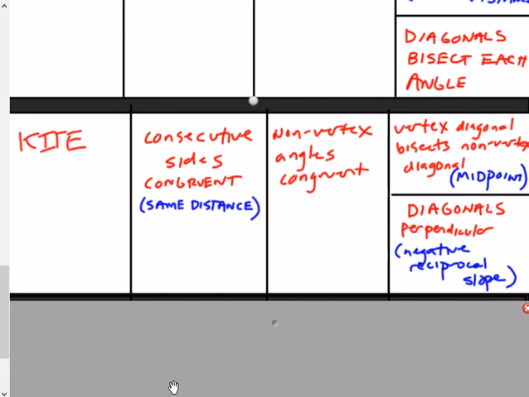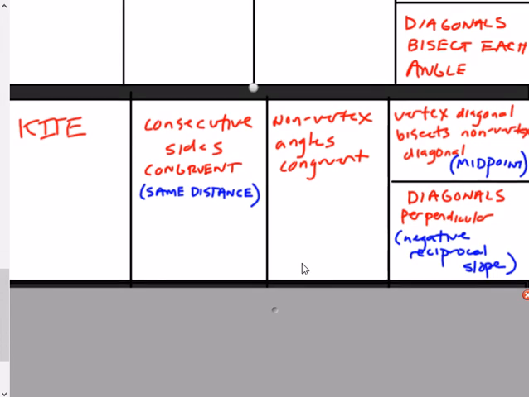We know that the diagonal that connects the vertex angles bisects the one that connects the non-vertex. It cuts it in half. So you can use midpoint if for some reason you needed to figure out where that diagonal was going to pass through. And we also know that the diagonals are perpendicular, just like with the rhombus. So we could use slope formula and check to see if the slopes of the diagonals are the negative reciprocal of each other.